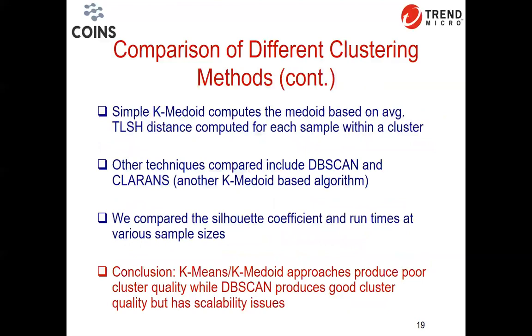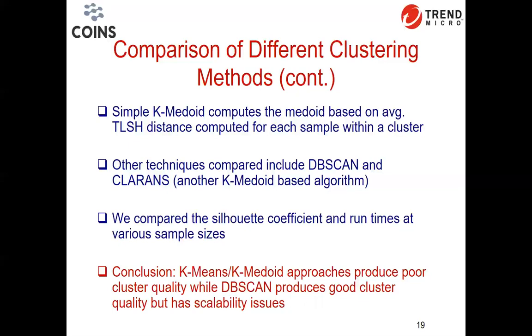Some other methods we also compared with: the simple k-medoid. That works by computing medoids based on the average TLS distance computed for each sample. Then you look at the sample which has the minimum average TLS distance, and we assign that as the medoid. And then the algorithm proceeds.